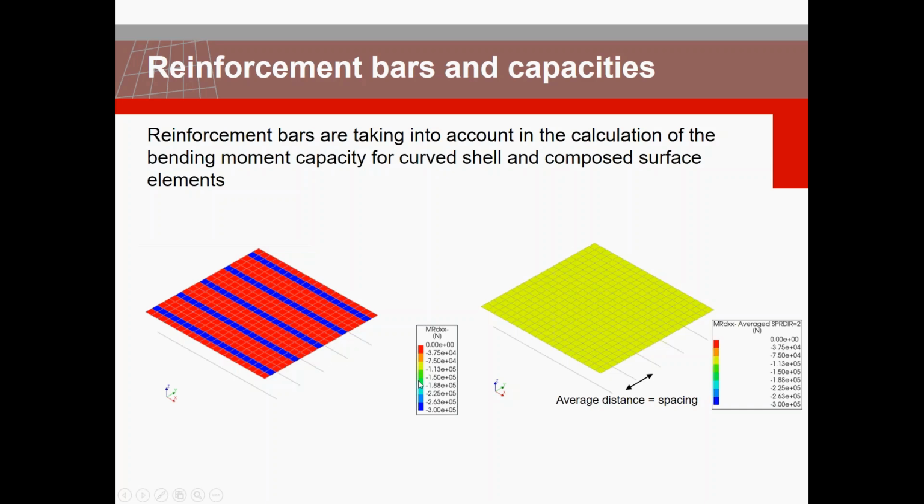Of course, we can average the results in Diana. So if the bars are placed in a regular spacing, like in this example, we can average the results over the spacing distance, and then you get exactly the same results as if you had modeled it with grid reinforcement instead of separate bars.